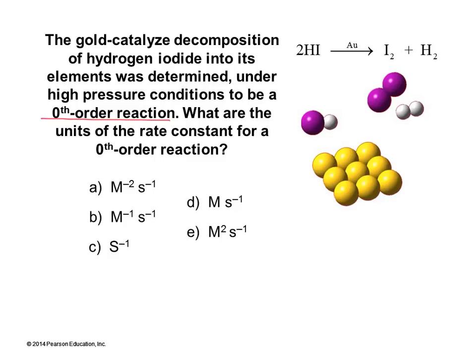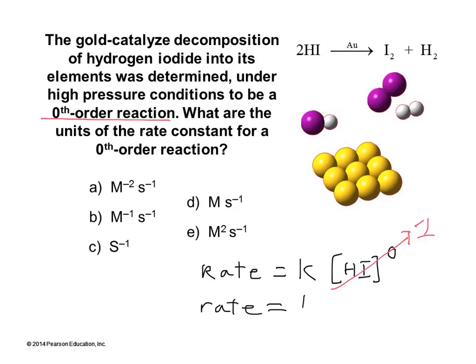Alright, let's write what the rate law for a 0 order reaction might look like. It would equal rate times K times the concentration of hydrogen iodide to the 0 power. Anything raised to the 0 power is 1. So for a 0 order reaction, our rate law is rate equals a constant. In other words, we're operating at a constant rate.